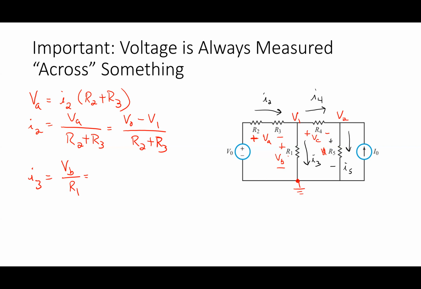Define the currents in the branches, then define the currents in terms of the Ohm's law relationships, and then define the Ohm's law relationships in terms of the node voltages. So I3 I said is whatever the voltage across R1 is, that's VB divided by R1. Now, how does VB get defined in terms of the node voltages? V1 minus 0 specifically. It's the node voltage of the plus minus the node voltage of the minus. So it's V1 minus 0.